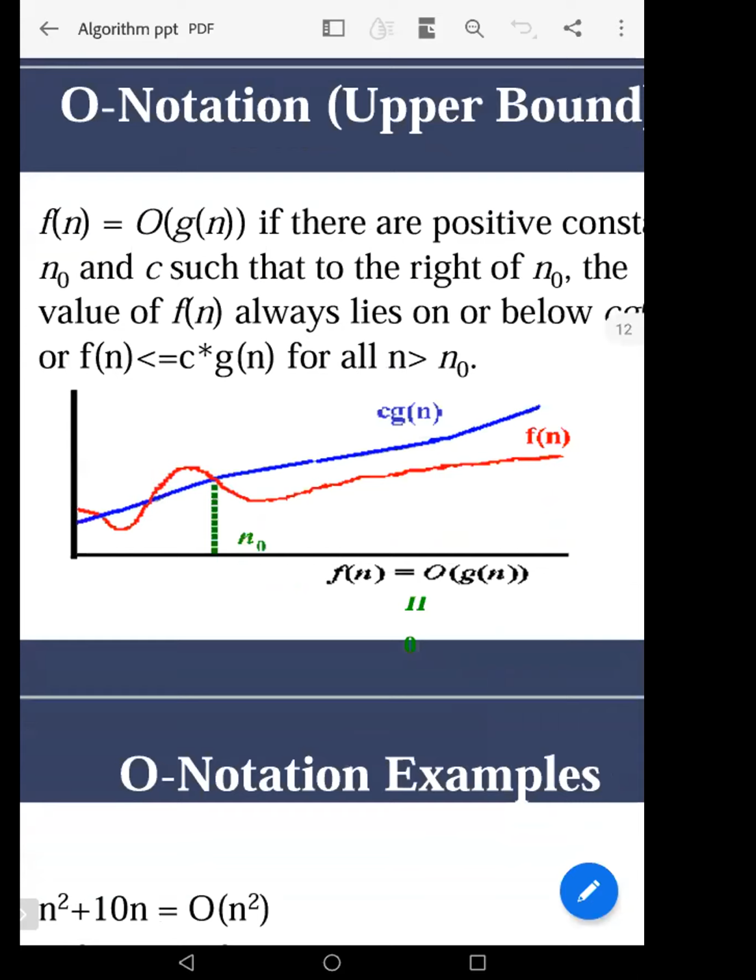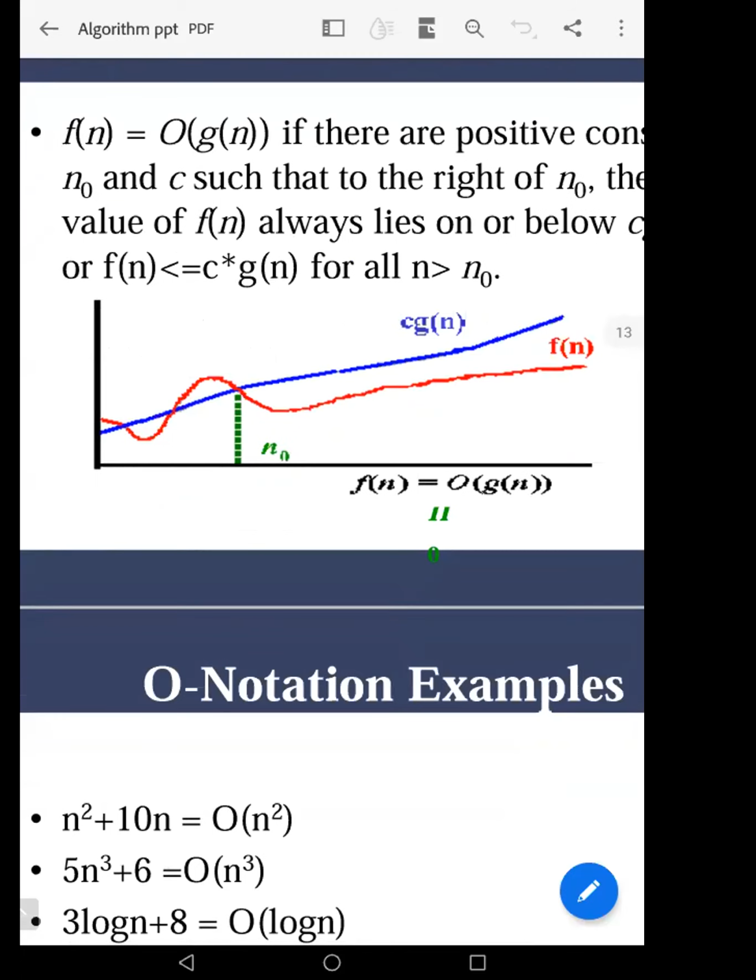The important thing of this notation is to determine the value of c and n0. Once you determine the values of c and n0, the function must satisfy f(n) less than or equal to c·g(n). Then only we can say f(n) is equal to big O of g(n).